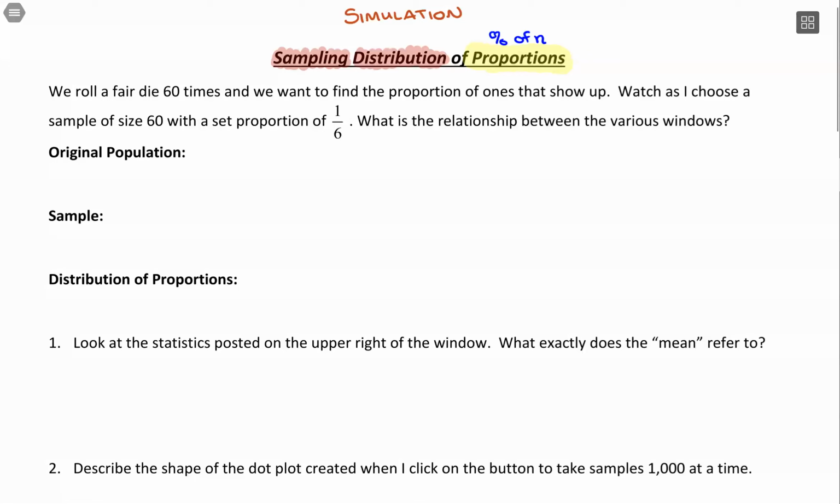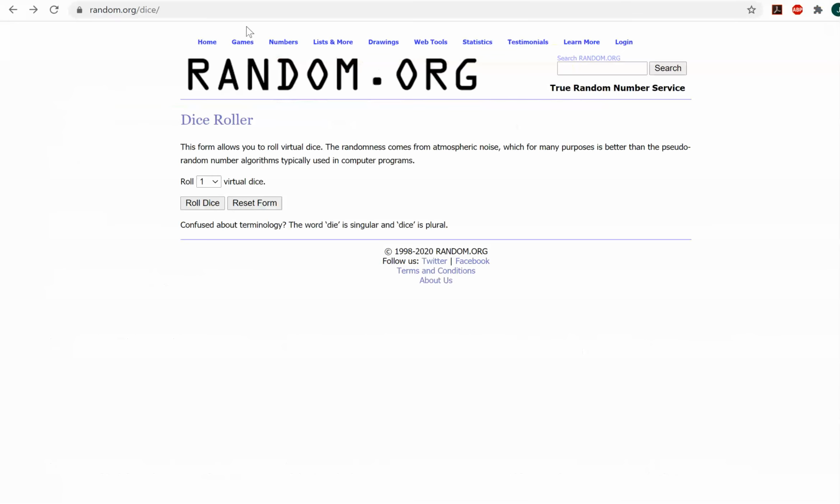So what we're going to do is we're going to roll a fair die 60 times, and we want to find the proportion of ones that show up. So before we get into anything else, let me just give you an idea of the idea that we're going for here. So what I have here is a website. Random.org is great for just random generation and games and things like that with randomness involved. So I want to roll a die 60 times.